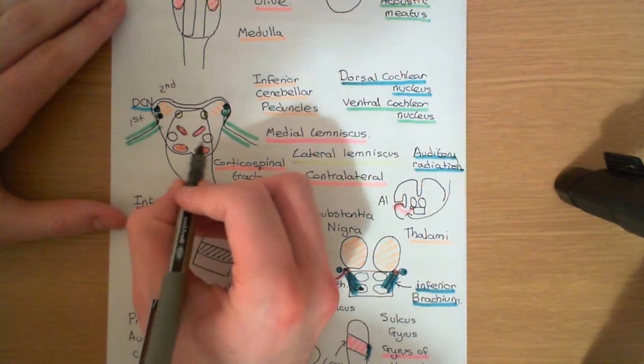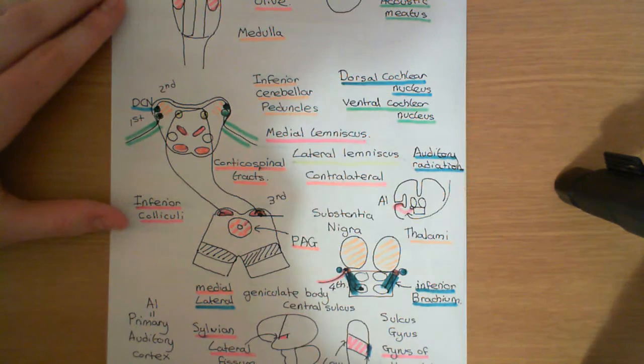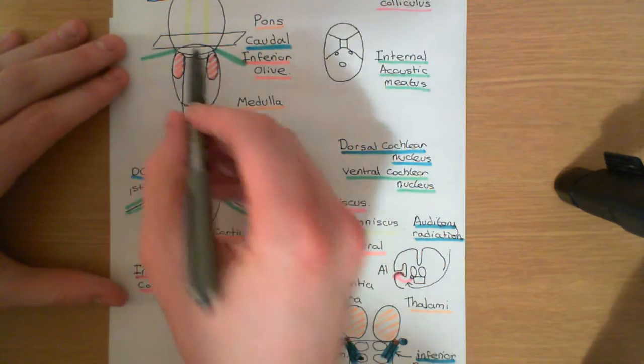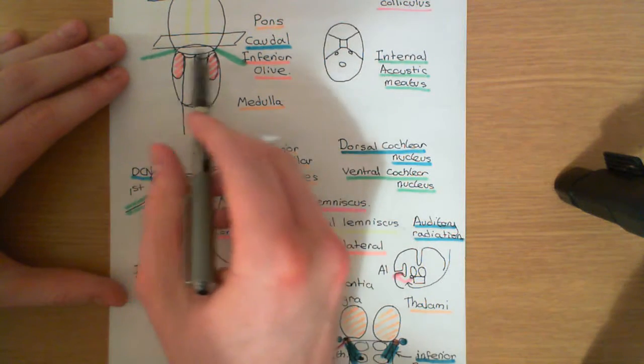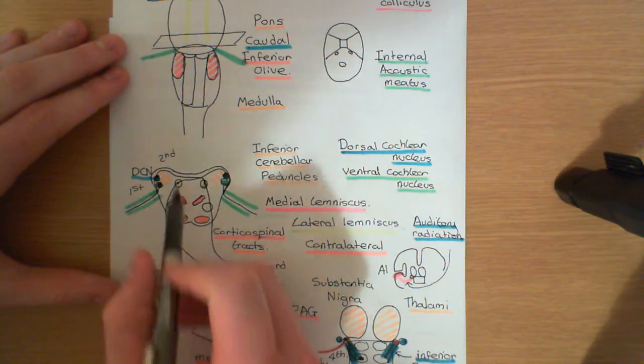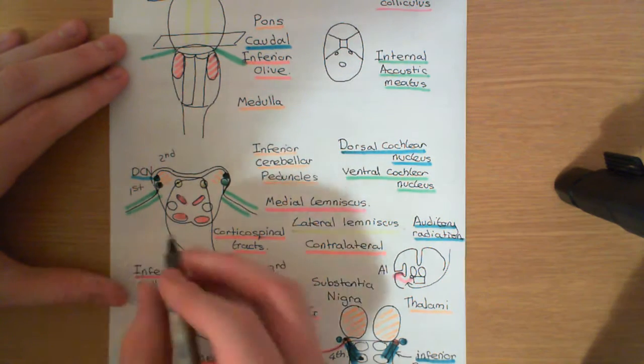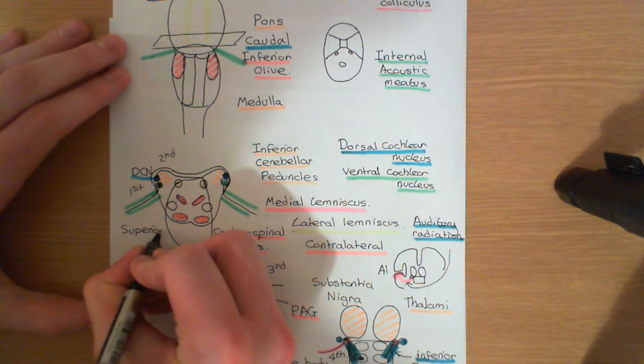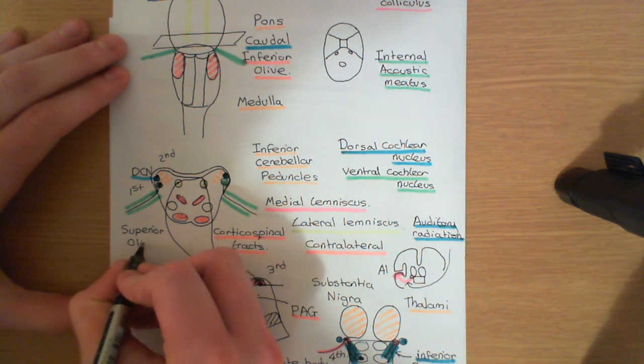Now, these structures are actually the superior olives. Now let's think about where they are actually present. You can see this is a section, remember, of the caudal pons. So these are actually just above the inferior olives, so it makes sense. So these are the superior olives, or you can call them the superior olivary nuclei.